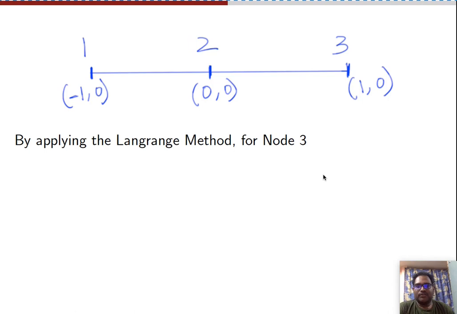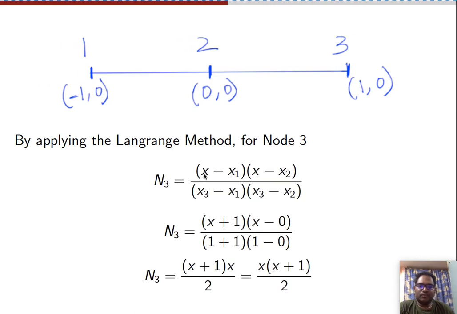Repeat it for the third node. Again for the third node, x3 will not be considered in the numerator. So it is x minus x1, which is x minus of -1, that is x plus 1, and x minus x2, where x2 is 0, so x minus 0. That will be present in the numerator. Then in the denominator, replace this x with x3, and the value of x3 is just 1. Substitute it, and you are going to find out the shape function of node 3.